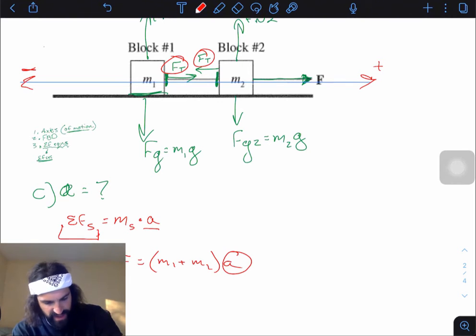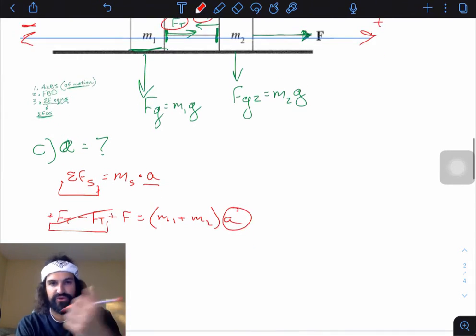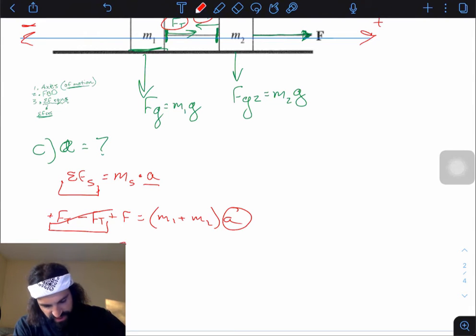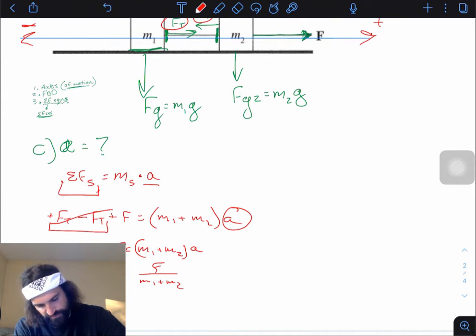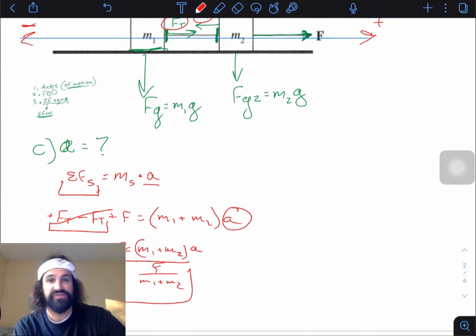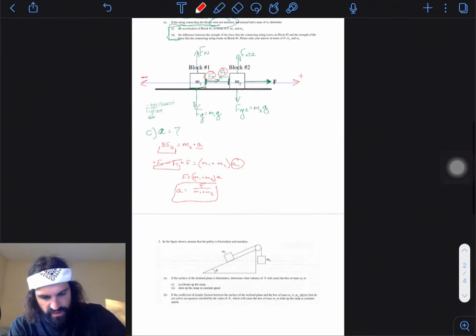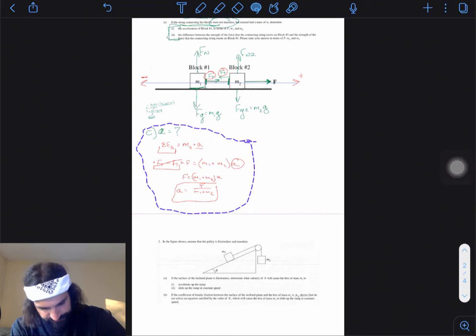And if we're solving for A, then, ooh, internal forces will cancel each other out, which means those FTs cancel. Thank goodness. That makes this way easier. So you should get F equals m1 plus m2 times A. And then solving for acceleration should give you F over m1 plus m2, which covers us for C. And let's shrink this because we're definitely going to need more room for E.